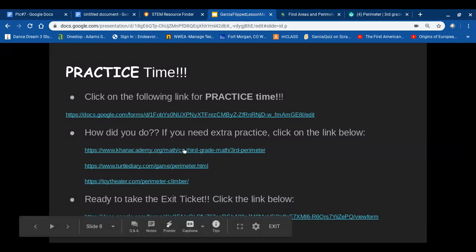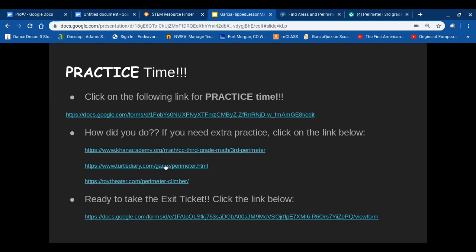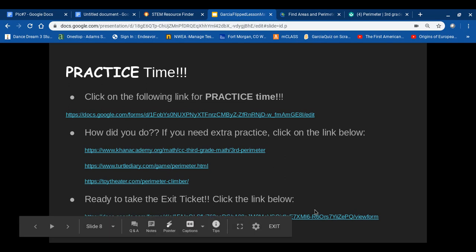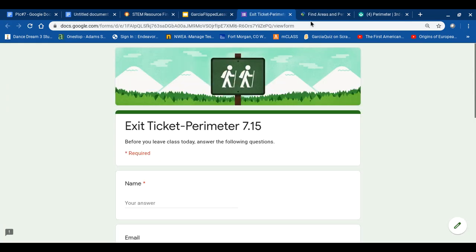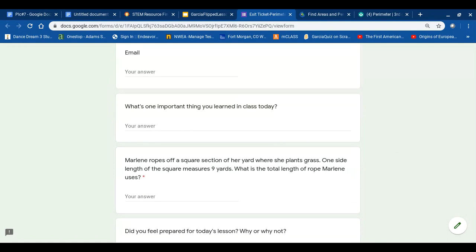Oh, at the end, when you're done with all this practice time, you are ready to take your exit ticket. And your exit ticket looks like this. Make sure that you write your name and your email. It's asking a couple questions, and then it'll give you a problem that you need to solve. Since you cannot show me a model, make sure that you explain to me exactly how you solve this problem. Give me an equation and tell me your thinking. I want to know what you're thinking.